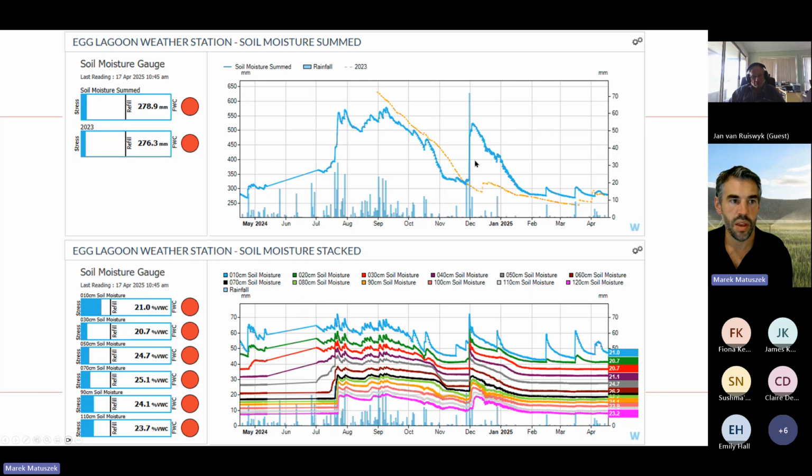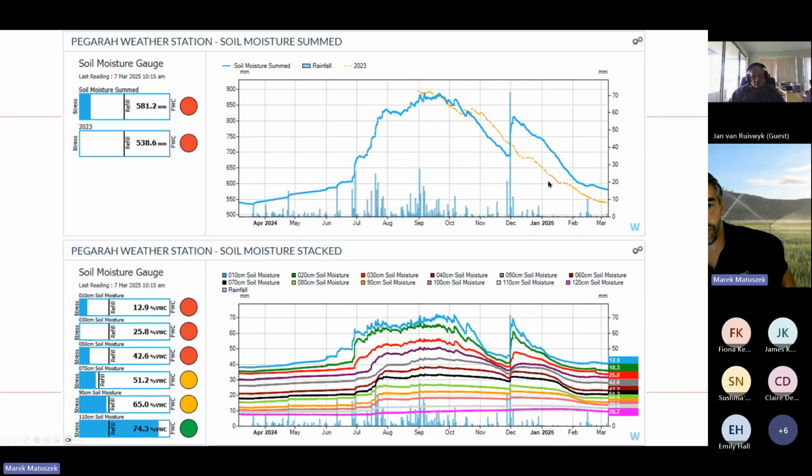If we go a bit further down to Pagara, that other site was on the semi-coastal at Egg Lagoon. Now we go to Pagara alone. We can see here that, again, we never really hit that prolonged wet period. That moisture was being utilised. Similar curve, and a nice rainfall there that had an impact.